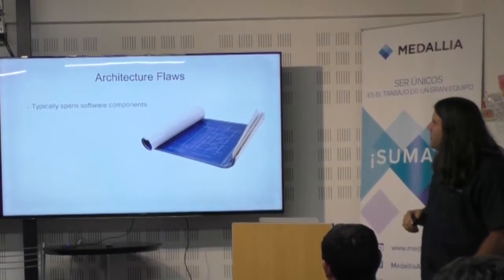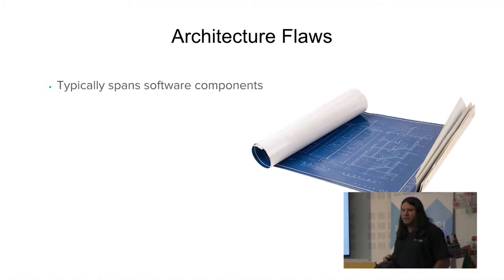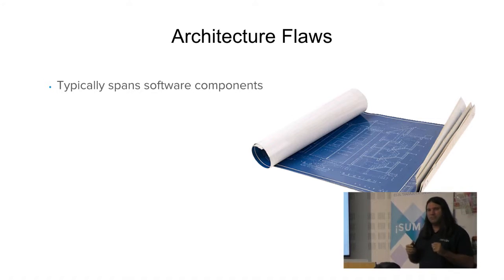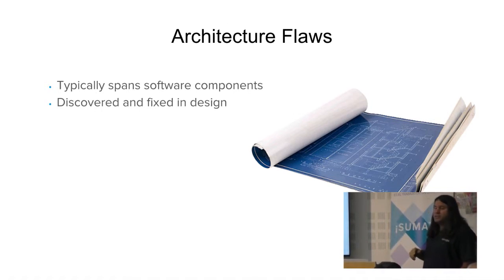Architecture flaws, on the other hand, typically span software components, not as a rule, but usually you sort of back up and take a 30,000 foot or 10,000 meter view of the application and see how components are interacting with each other. That's usually where architecture flaws manifest. And they're discovered and fixed in design.